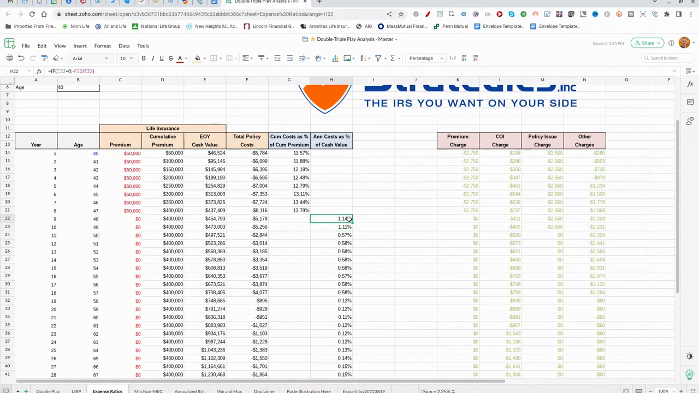I should say that again. If your policy's cash value is making 5 and your expenses are 1%, you're netting 4%. So that 4% is being added to the cash value.